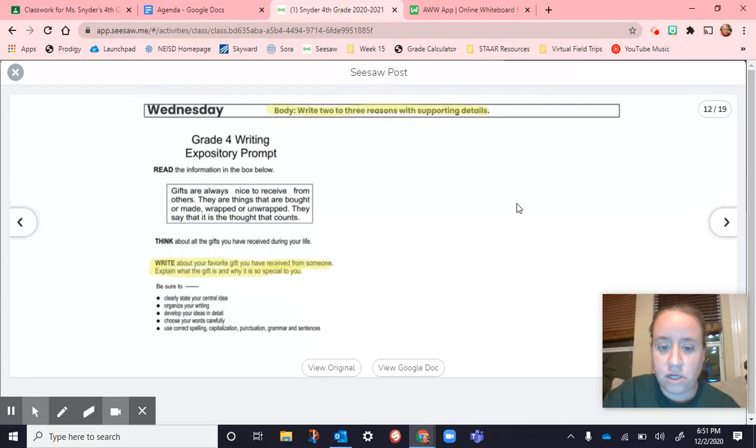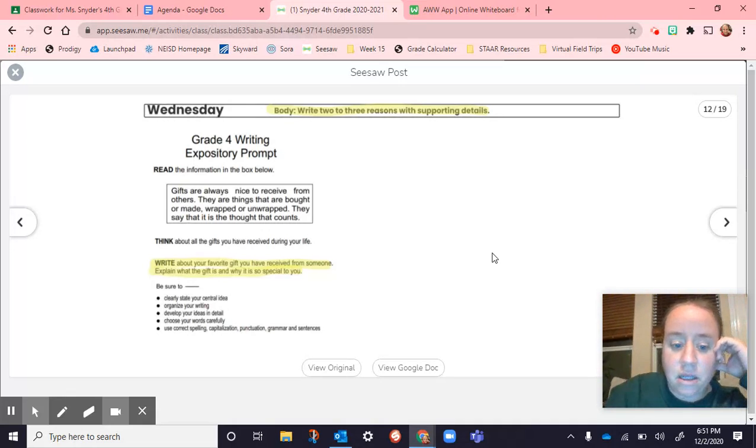Then students started working on the body. So with the body, again, our prompt is: write about a favorite gift you have received from someone and explain what the gift is and why it's so special to you. So they're writing the body part. So we've already done the introduction. So this is what comes after.